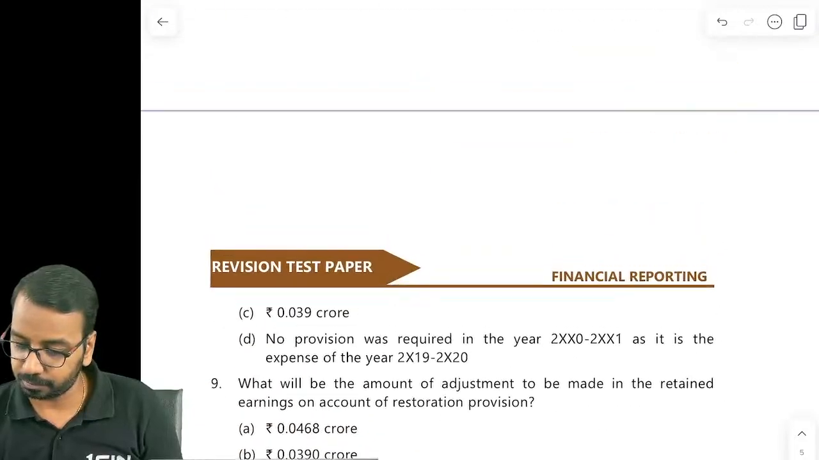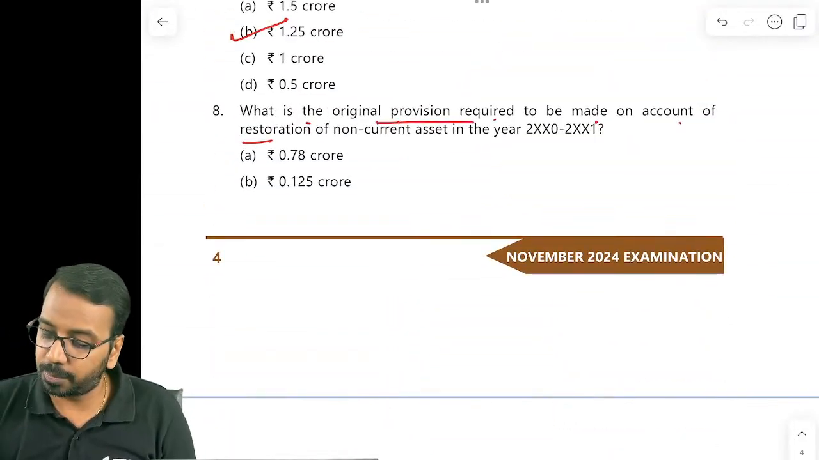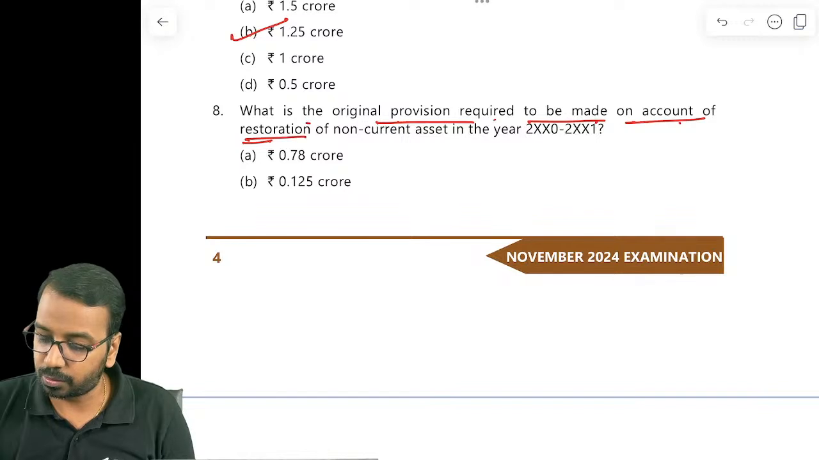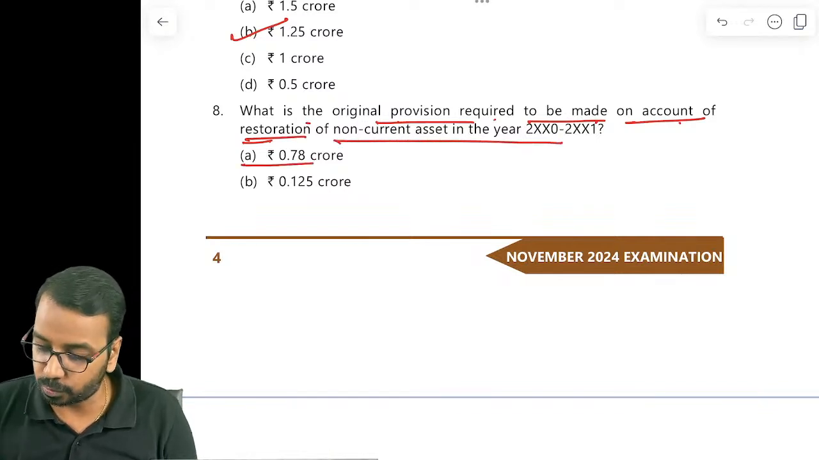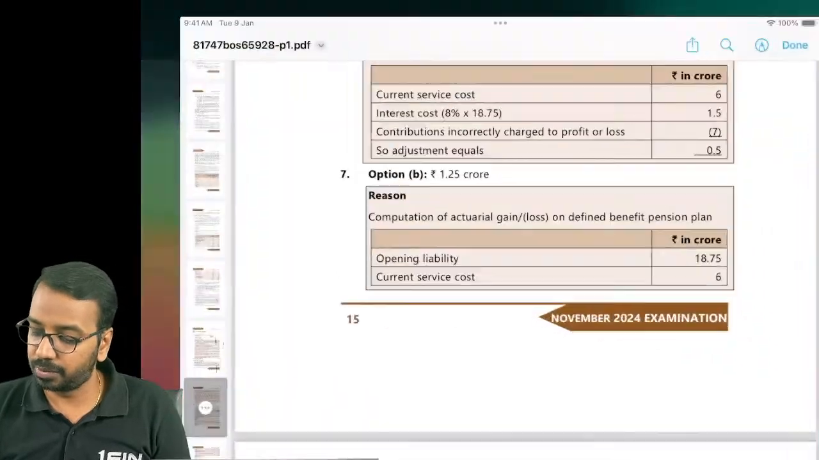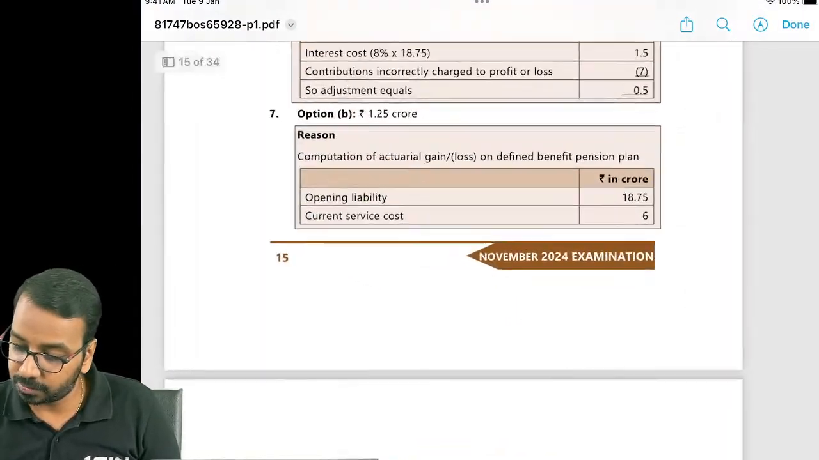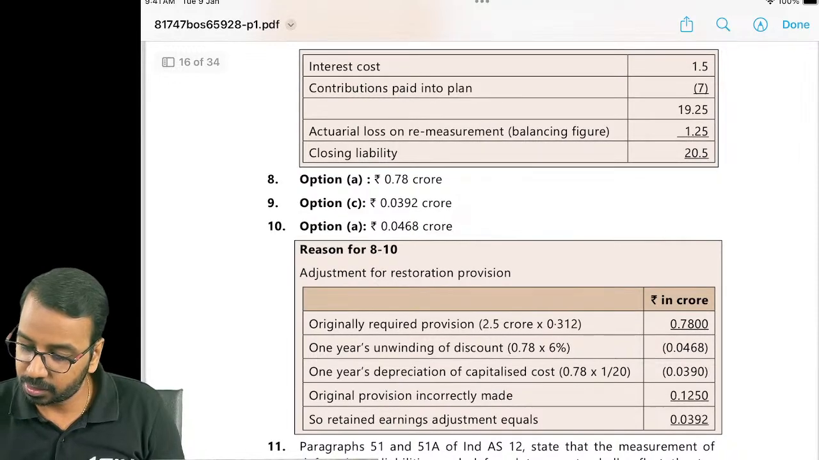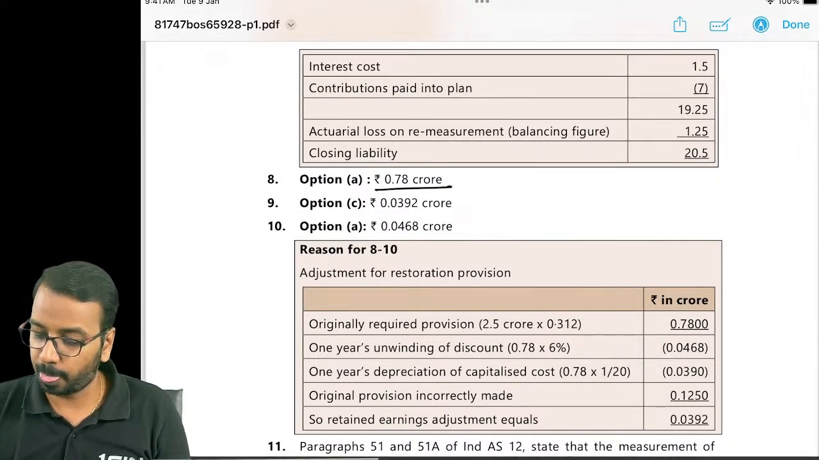Okay, so what is the question? What is the original provision required to be made on account of restoration of non-current asset? Original provision should be 0.78 crores. Okay, so that is the original provision which is required to be made, which is 0.78 crores.